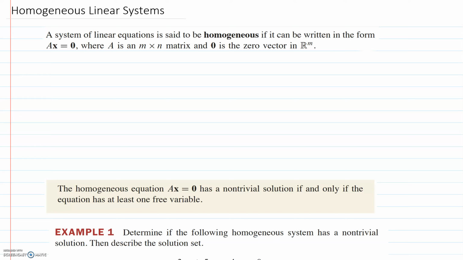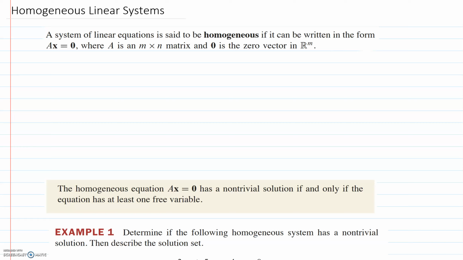In this video, we're going to go over homogeneous linear systems. What is a homogeneous linear system? It is a system of linear equations in the form of AX equals 0, where A is an n by n matrix and 0 is a 0 vector in Rm.